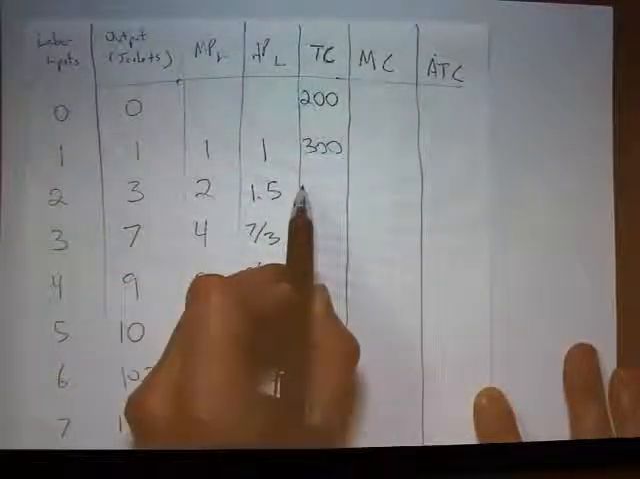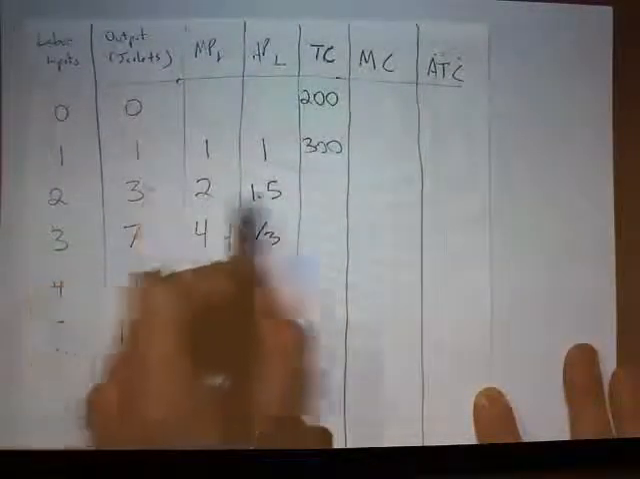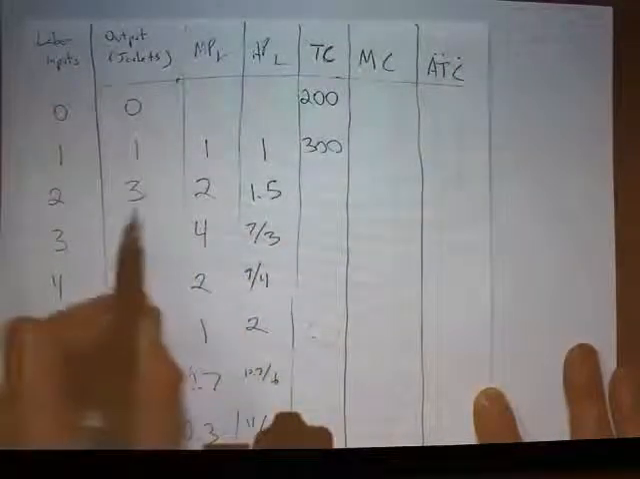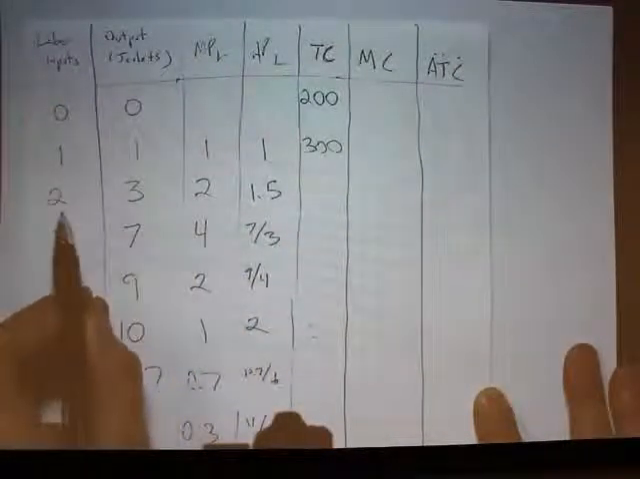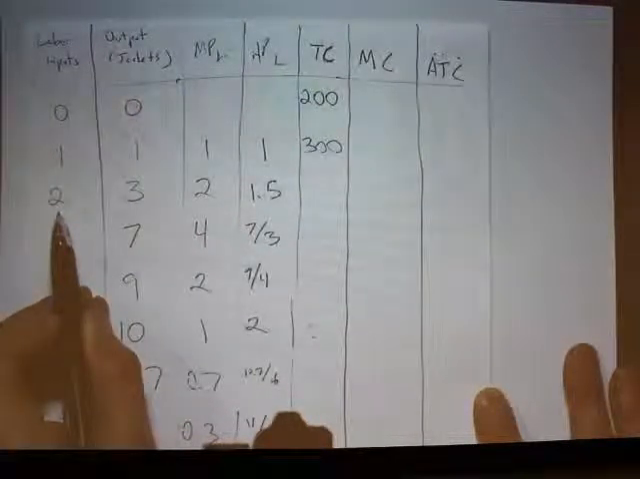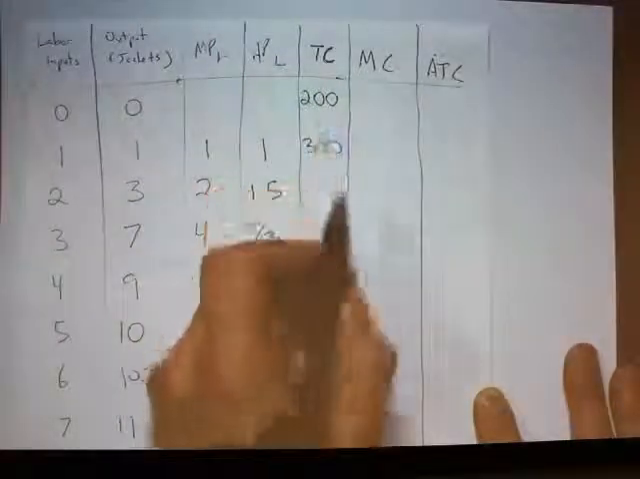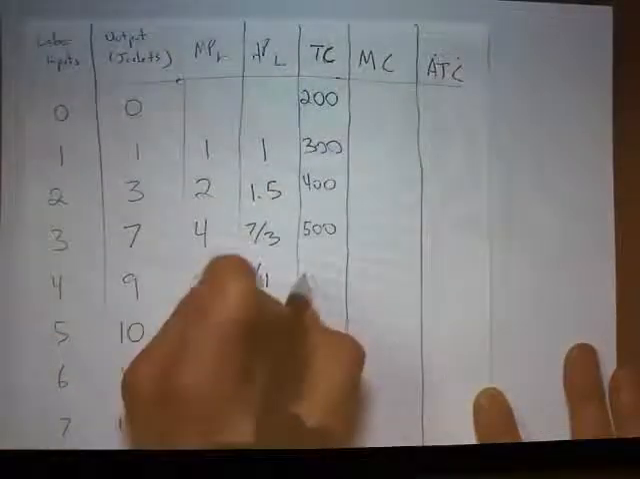What about total costs of producing 3 units of output? Well, how many workers does it take you to produce 3 units of output? 2. So your wage bill would be 200. In other words, your total variable costs are 200. Your total fixed costs are 200. So your total costs are 400. And you should be able to see the pattern here.